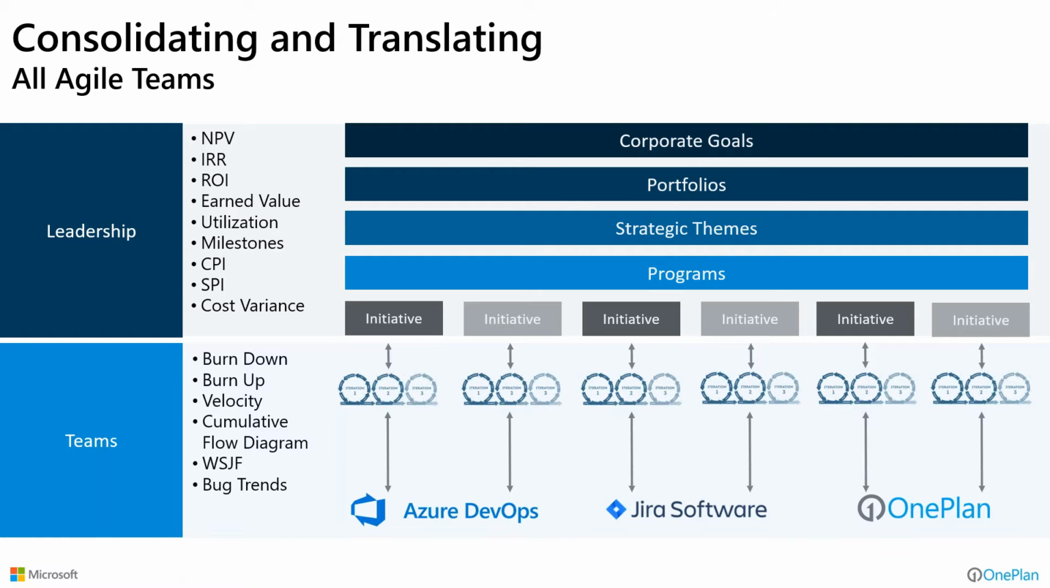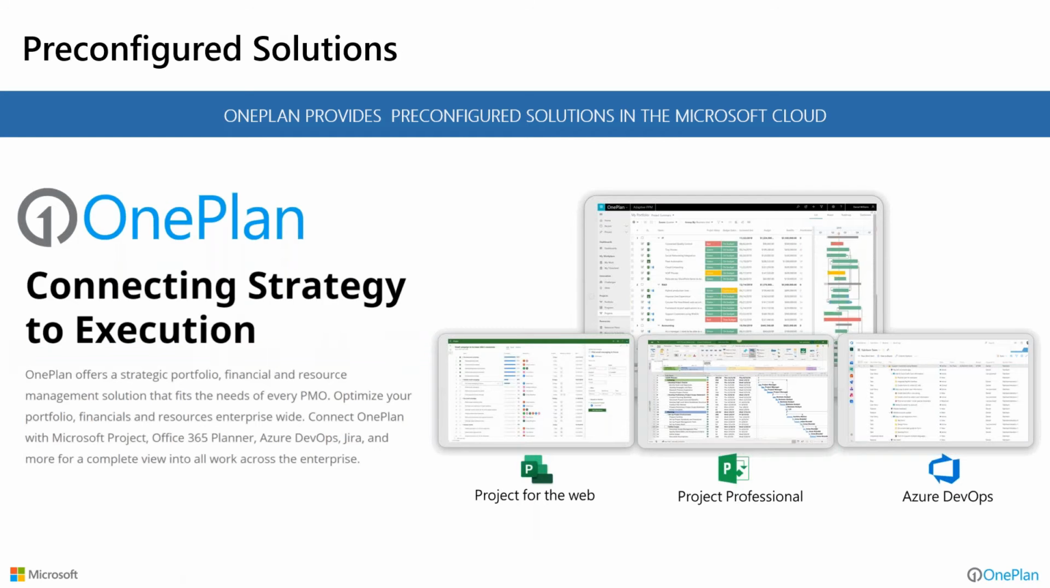So the idea is we need something to help bring this all together. And OnePlan really is that technology that does that. In this picture you see to the right, OnePlan sits at the top of that pyramid, providing all the portfolio management capabilities we discussed earlier on, and has its own planning tools within there for both waterfall and agile.